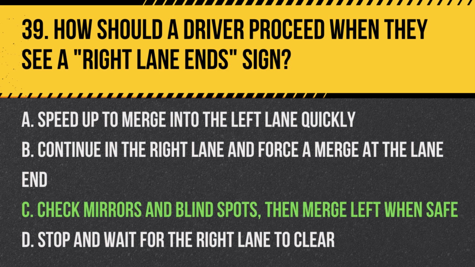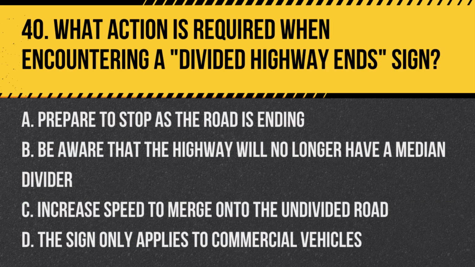Answer. C. Check mirrors and blind spots, then merge left when safe. It's important to merge safely before the lane ends. Question 40. What action is required when encountering a divided highway end sign? A. Prepare to stop as the road is ending. B. Be aware that the highway will no longer have a median divider. C. Increase speed to merge onto the undivided road. D. The sign only applies to commercial vehicles.